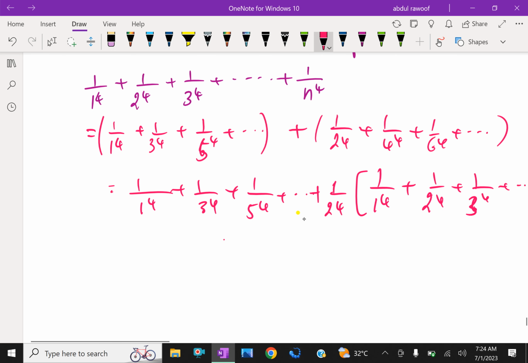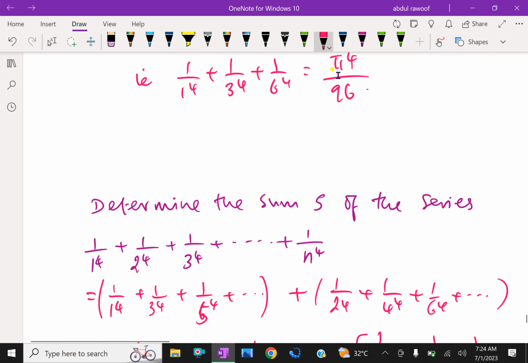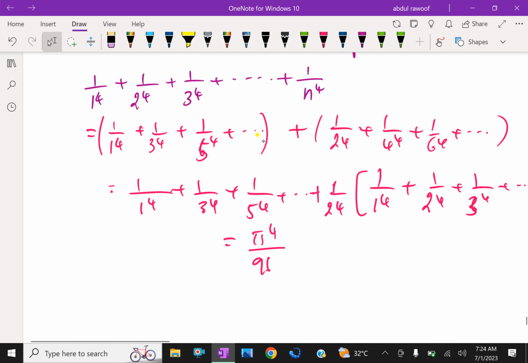Therefore, which is further equal to pi power 4 by 96 from the previous result, plus s over 16, since 2 power 4 is 16. So this is s. So s over 16. Hence the result is equal to pi power 4 by 96 plus s over 16.